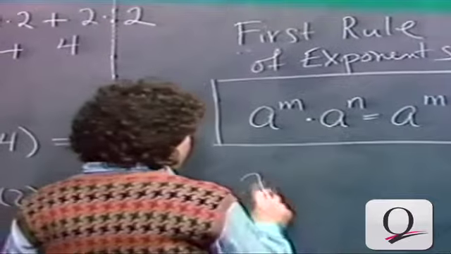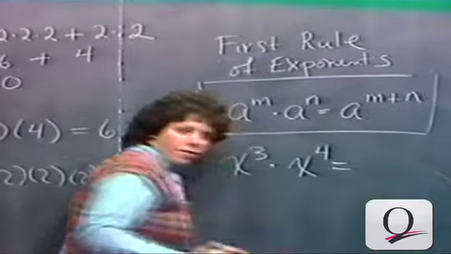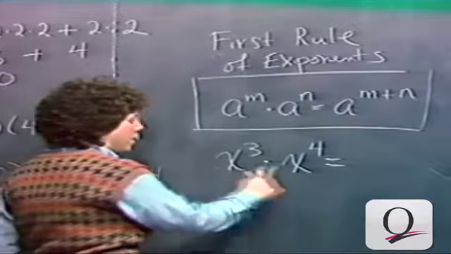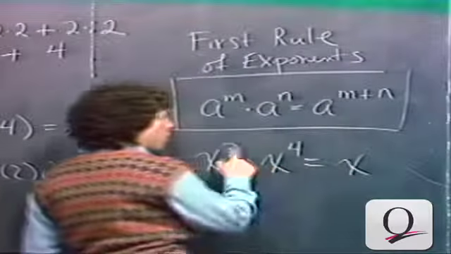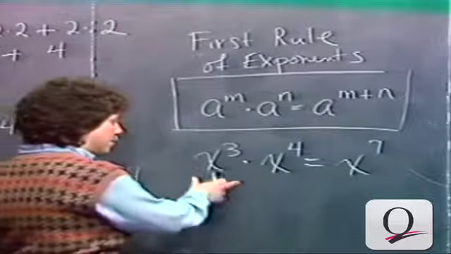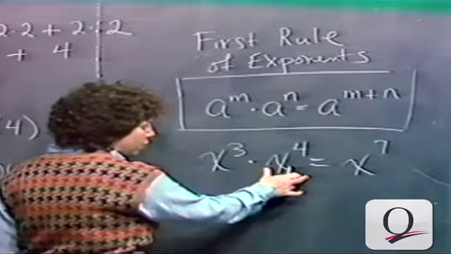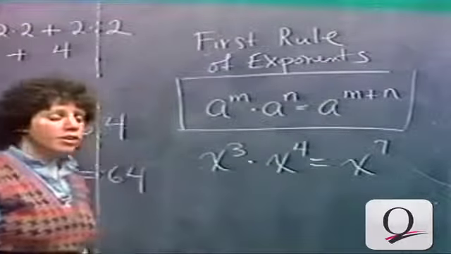If we had x cubed times x to the 4th, this would be x to the 3 plus 4, or 7th power. And that makes sense since this has x as a factor 3 times, x as a factor 4 times. So altogether we have x as a factor 7 times.